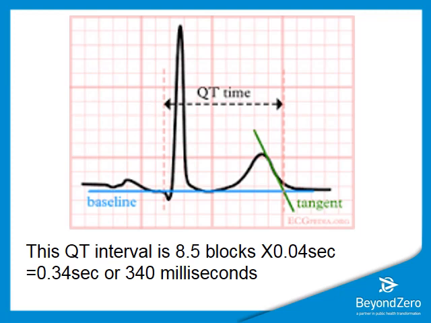So you count all the little blocks between the Q and the T, and in this particular example, there's about 8.5 blocks. And then you multiply it by your time factor of each block. So multiply by your 40 milliseconds, which will give you 0.34 seconds, or 340 milliseconds between the beginning of the Q and the end of the T.